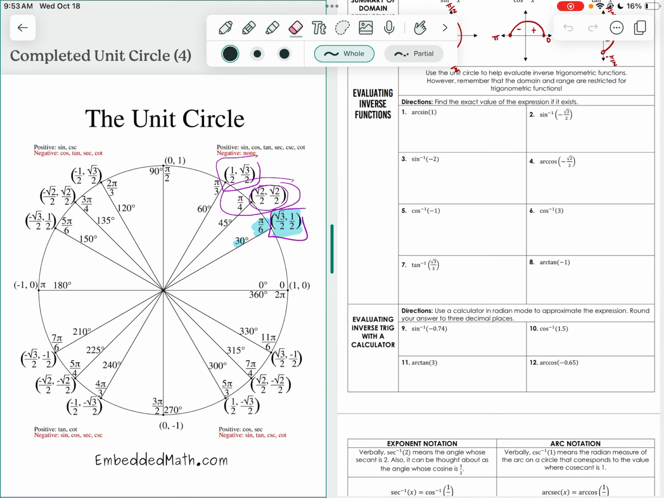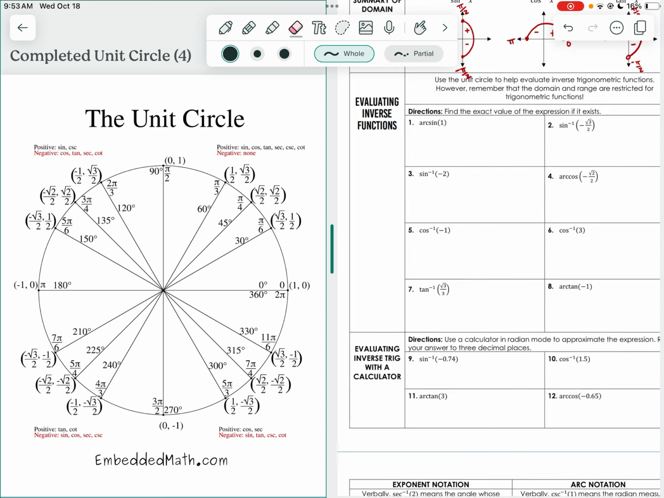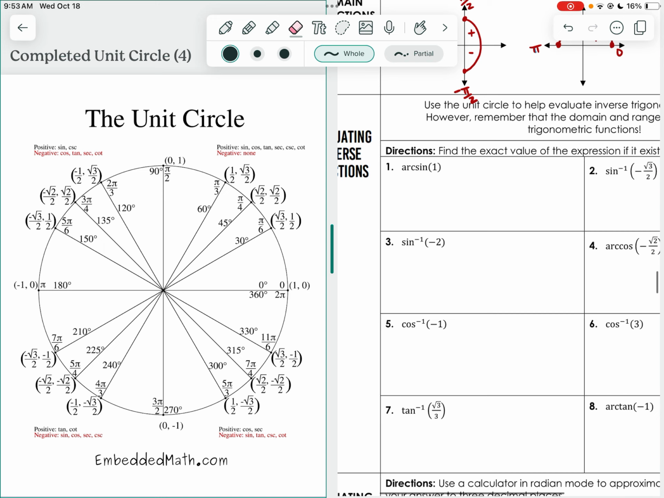Let me erase what's on here. Okay, so first thing, we want to find the exact value. I'm not telling you radians or degrees. You can give me either answer. I'll put both if it exists.